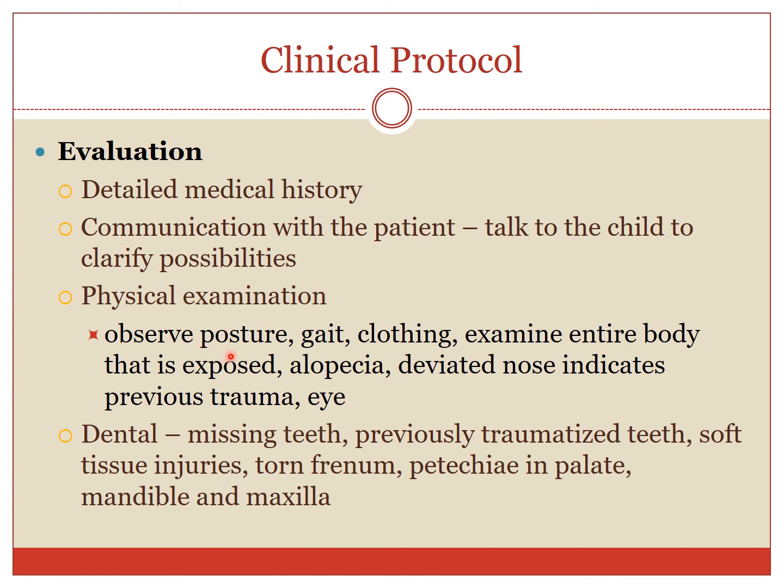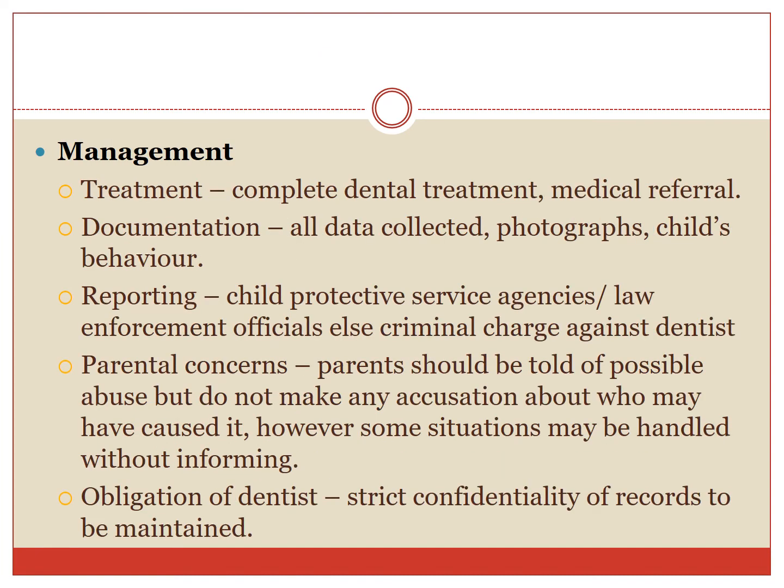You observe the child's posture, gait, clothing, and examine the entire body that is exposed. Don't ask the child to take off the shirt on the dental chair, but if you suspect, then you may ask the child to take off the shirt, look at the back, look at the chest, and check for loss of hair. Any deviated nose indicates previous trauma to the face or to the eye. And dentally, you must check for missing teeth, previously traumatized teeth, and soft tissue injuries, very very important, such as torn frenum, petechiae on the palate, and fractures of the mandible and maxilla. So these are the clinical protocols, the evaluation that you need to do when you suspect a child who is physically abused.